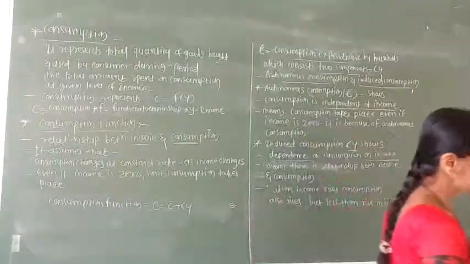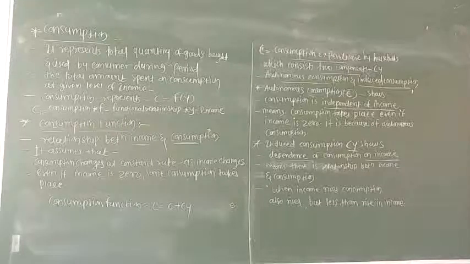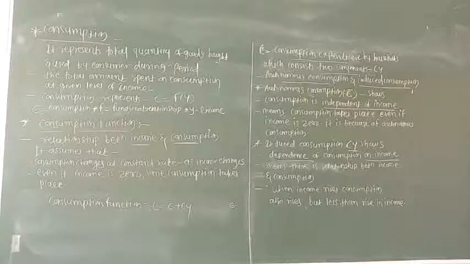So students, in this section, we discussed consumption, which represents the total quantity of goods bought and used by the consumer during a period, and it is also the total amount of consumption at a given level of income. And we also discussed the consumption function. The consumption function is the relationship between income and consumption, represented as C = C' + cY.